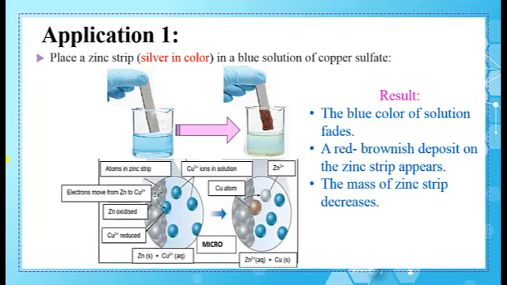At the microscopic level, look at the figure. Here, a Zn atom loses 2 electrons. When it loses 2 electrons, it goes to the solution and becomes a Zn2+ ion. These 2 electrons lost by the Zn atom will attract a Cu2+ ion from the solution. This Cu2+ ion with the 2 electrons will change into a Cu atom, which will deposit on the zinc strip. Then we can say that Zn and Cu2+ will give Zn2+ and Cu.